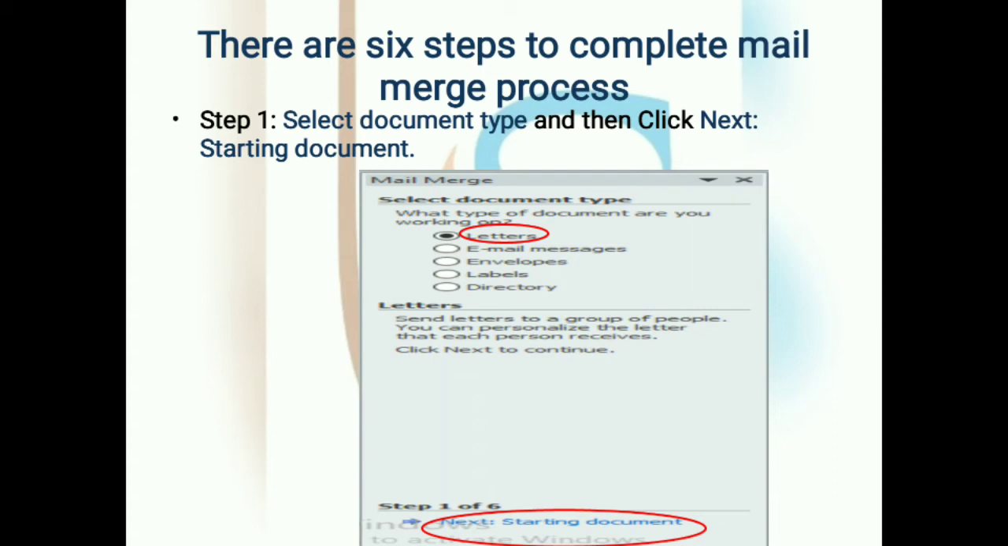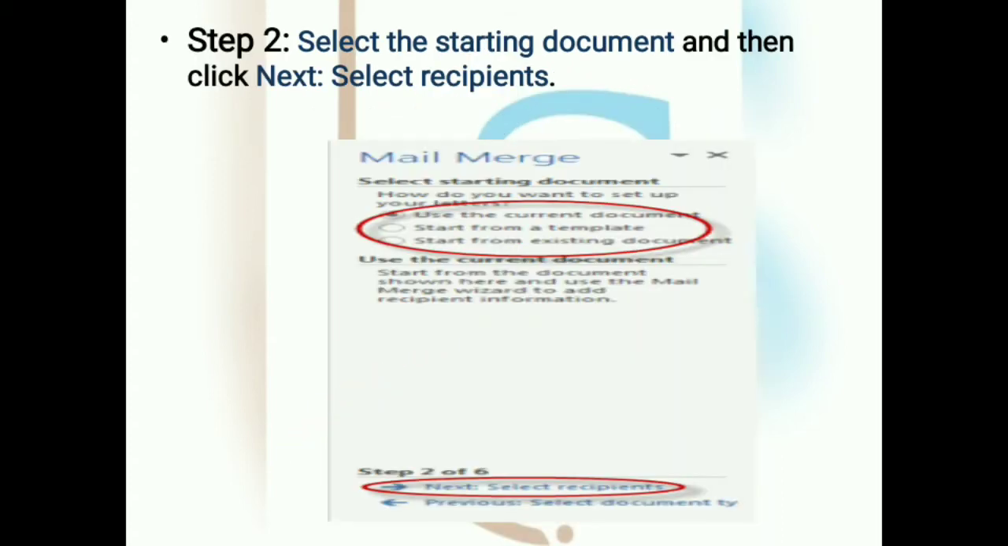You can see here step 1. It will ask what type of document you are working on. Which type of document do you want to prepare? We want to just make a letter. Then go to the next option, Next: Starting document. Click on it. After clicking on it, step 2 will come.